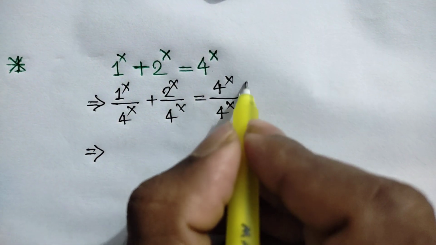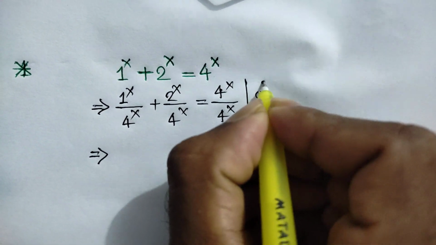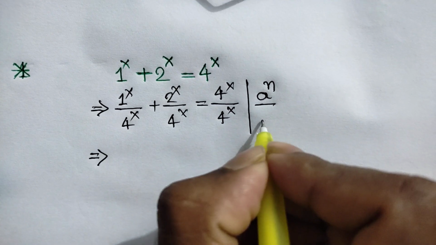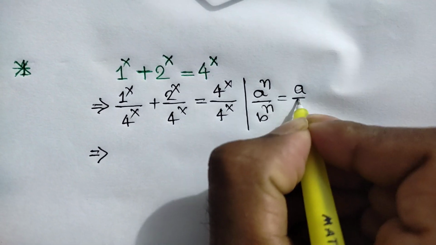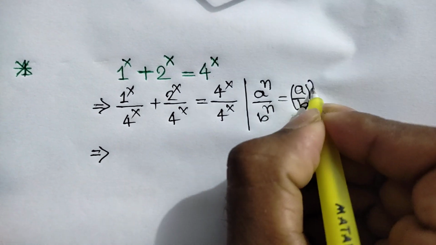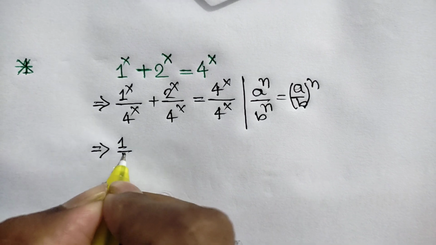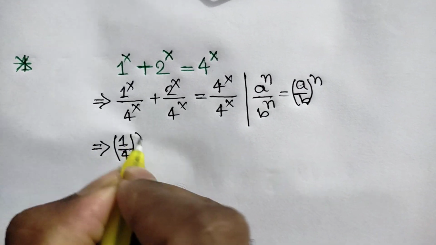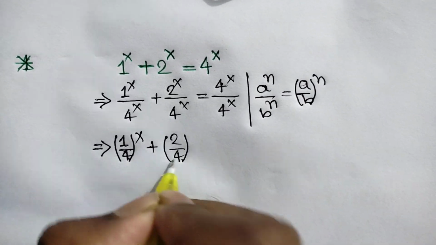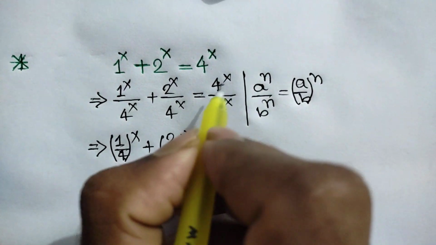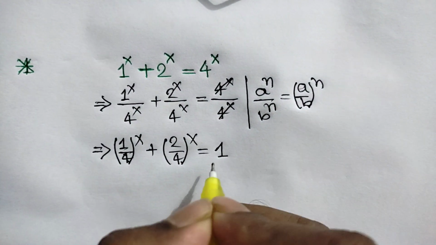Here we can apply this rule: a power n over b power n is equal to a over b whole power n. Applying this formula, we can write 1 over 4 whole power x plus 2 over 4 whole power x is equal to, here 4 power x cancels out 4 power x, so 1 will remain.